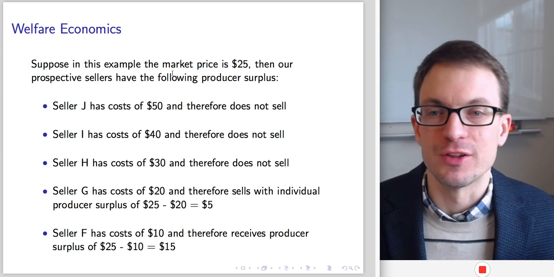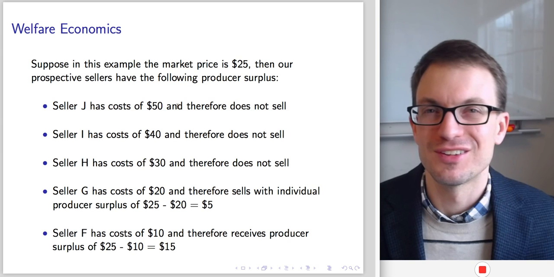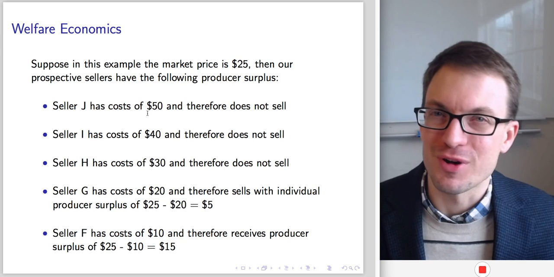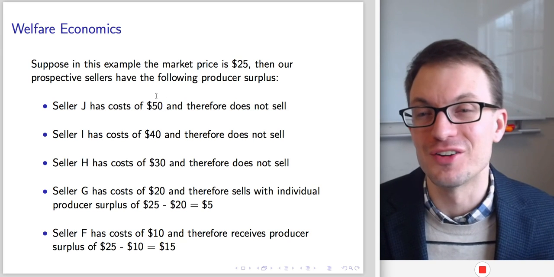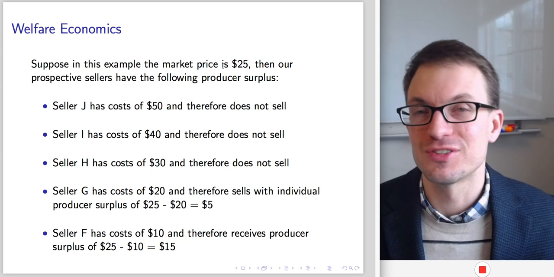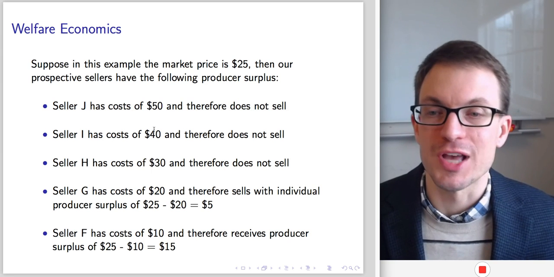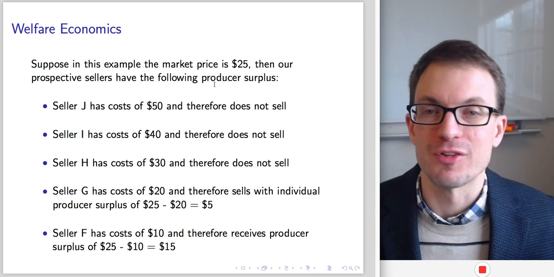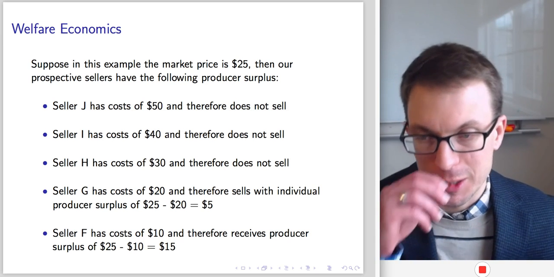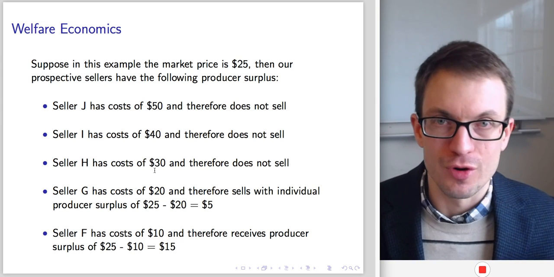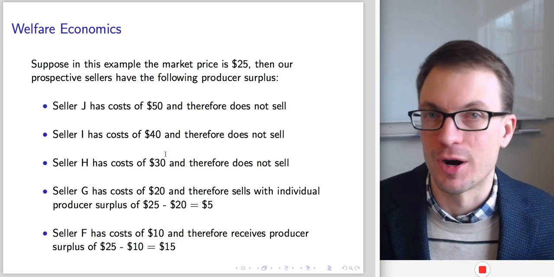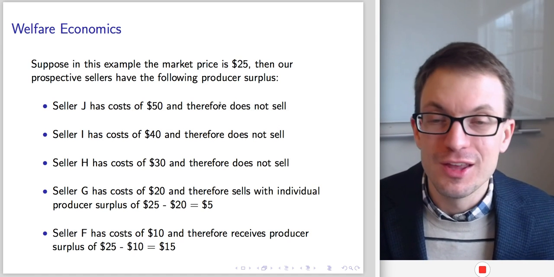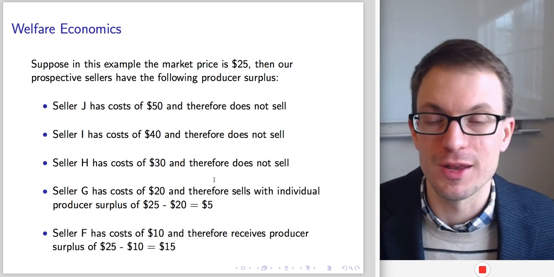Our prospective sellers have the following producer surplus. So I'm going to run down the list. Seller J, their reservation price, their willingness to sell, their costs are $50. If the costs are above the market price, they're not willing to sell. Same thing with seller I. Their costs are $40. The costs are too high to be profitable at $25. We'll assume they're not going to be in the market. Seller H, same story. Their costs are too high. Market price is too low. They don't sell. Right? So we don't say that there's a loss to these three sellers. We just say they don't participate.